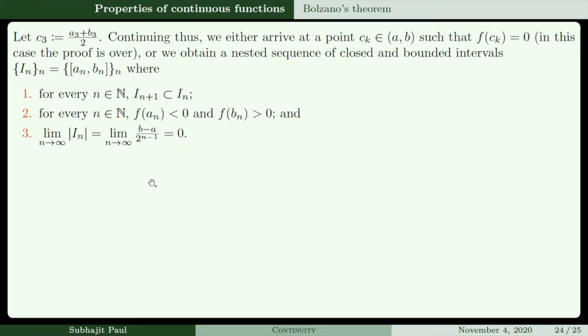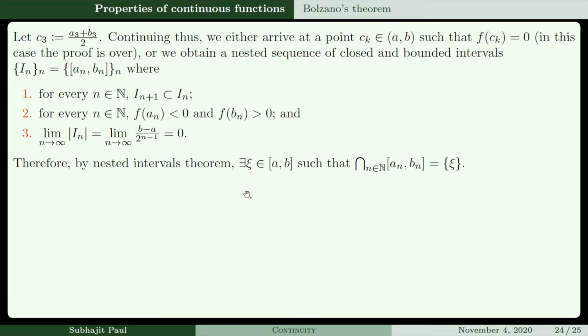Now, these three facts about the hypothesis always call for Cantor's nested interval theorem, which says that there is always a unique point which is common to all of them, which belongs to the intersection of all the subintervals. Also, we know that xi is the limit of the left extremities as well as the limit of the right extremities of the subintervals in the nested sequence.